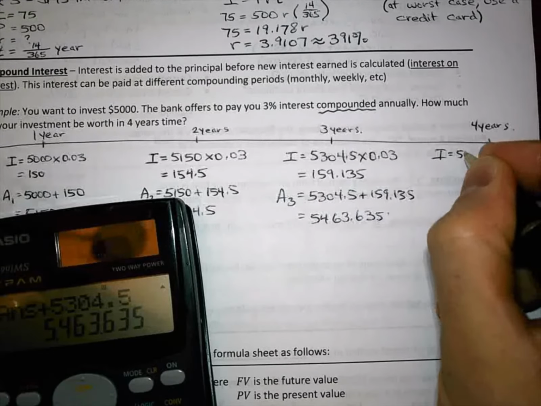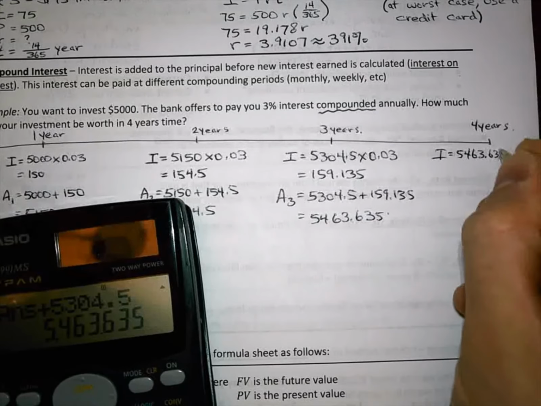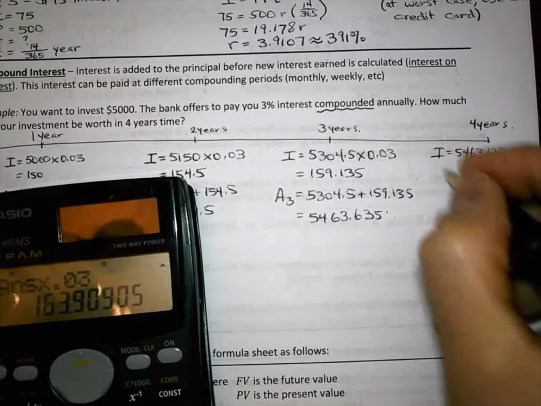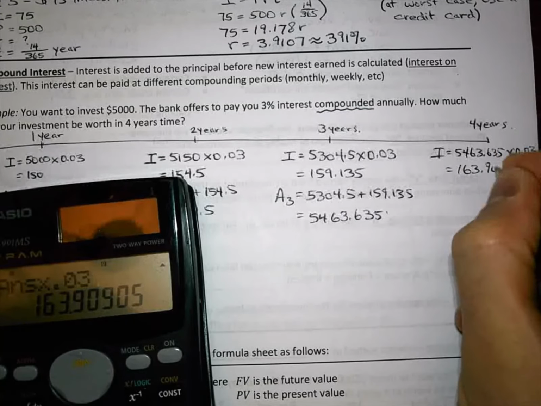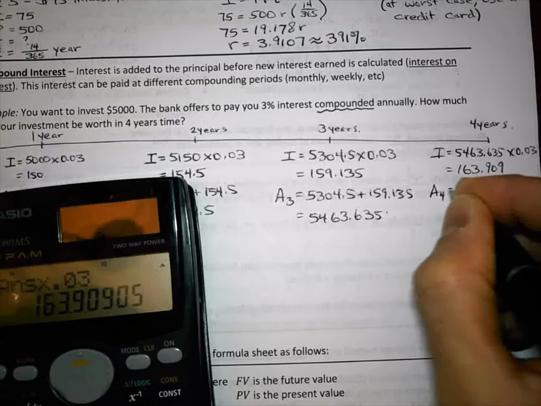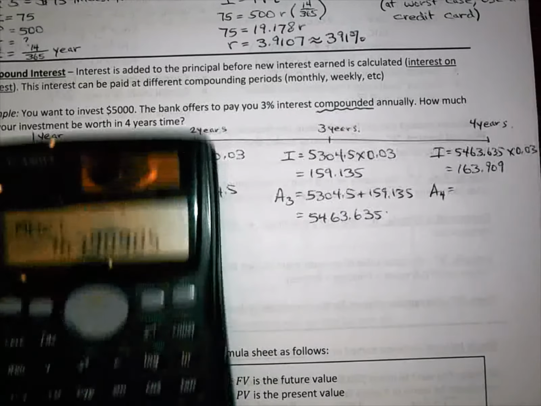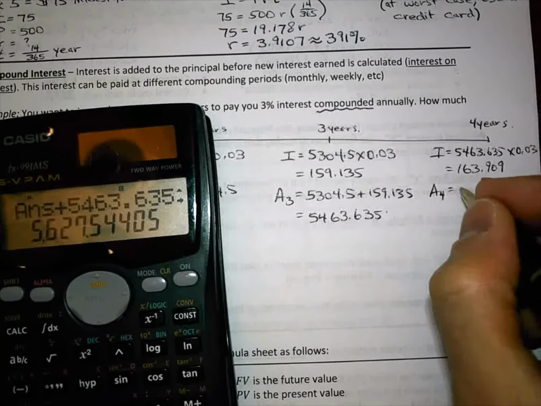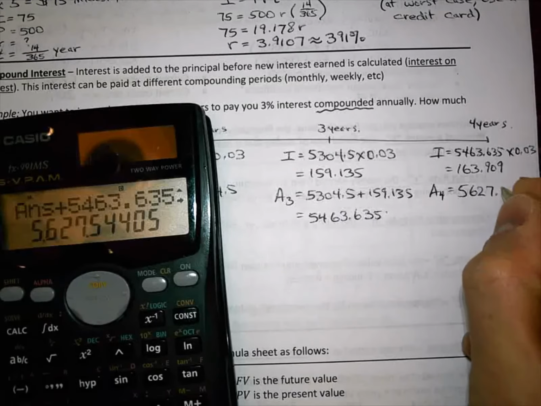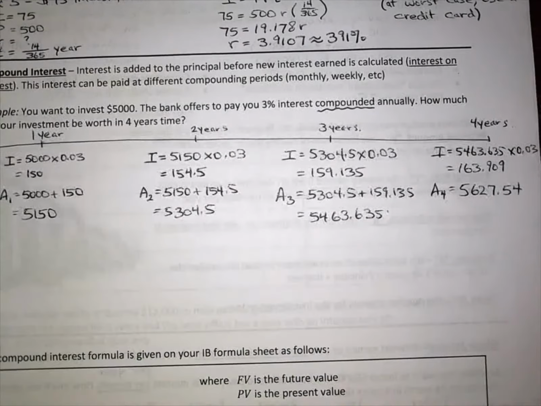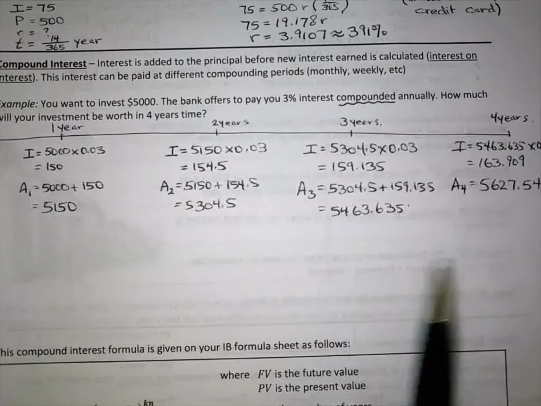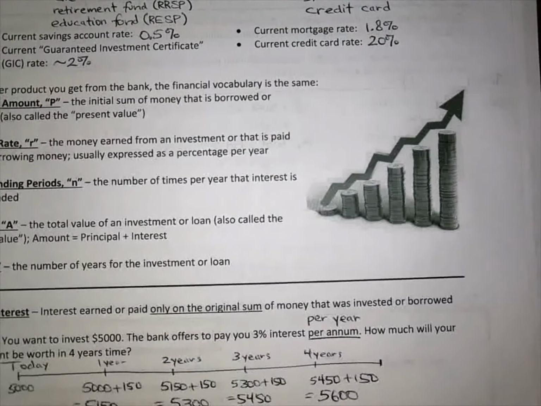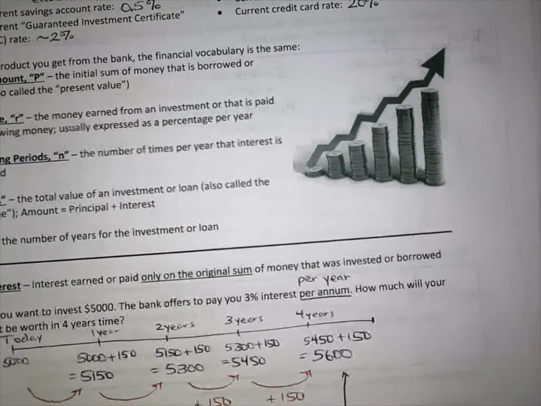And we'll just finish this last one up. Interest is equal to 5463.635 times 3%. This gives me 163.909. A4 is equal to, I'm just going to show my answer, 5627.54. So you can see at the end of 4 years, I now have 5627 versus last time in simple interest, I had 5600. So I have an extra $27.